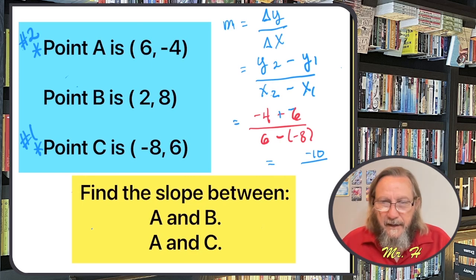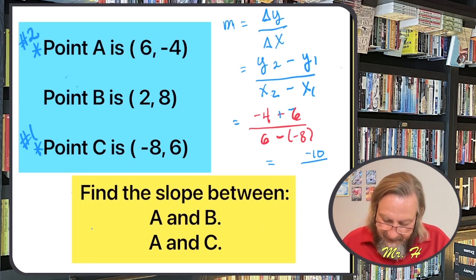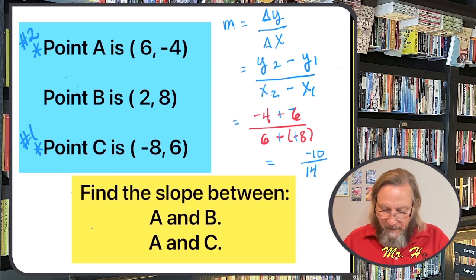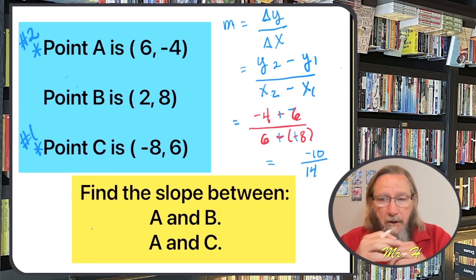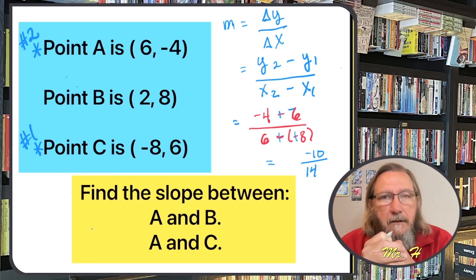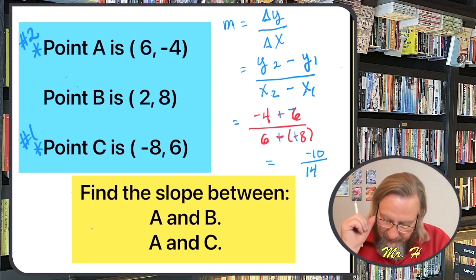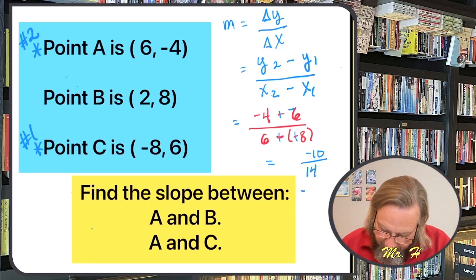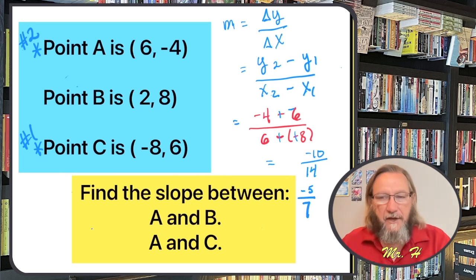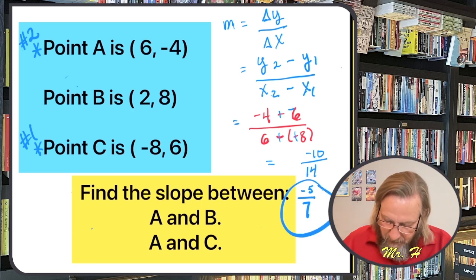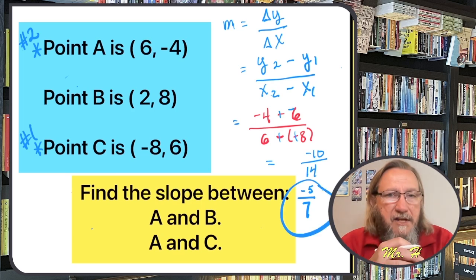All right. And then what about 6 minus -8? Well, that's going to be plus 8. So that's going to be 14. 6 plus 8 is 14. So we have our slope, -10 over 14, but that can be reduced. Both of those numbers divide by 2. -10 divided by 2 is going to be -5, and 14 divided by 2 is going to be 7. So there is our slope. Our slope is going to be -5 over 7.